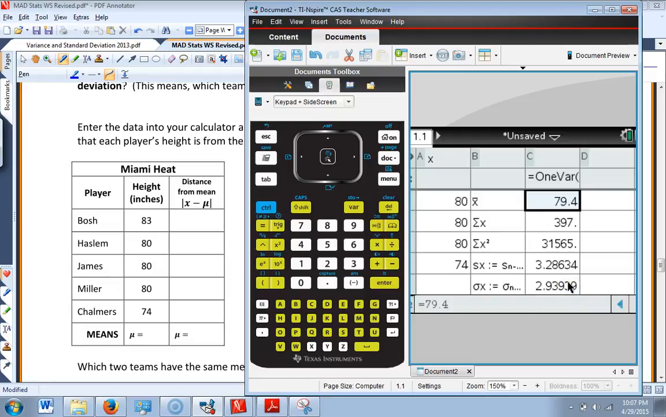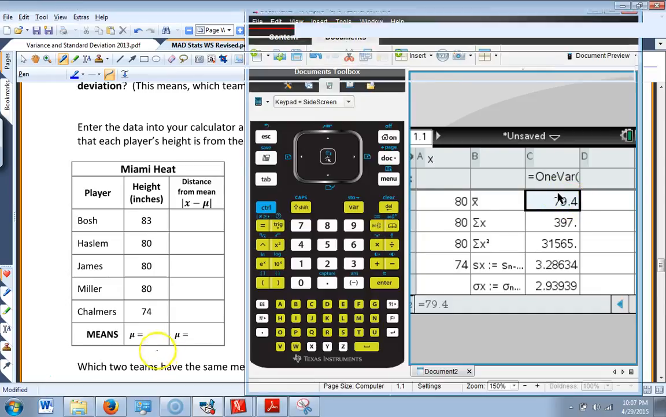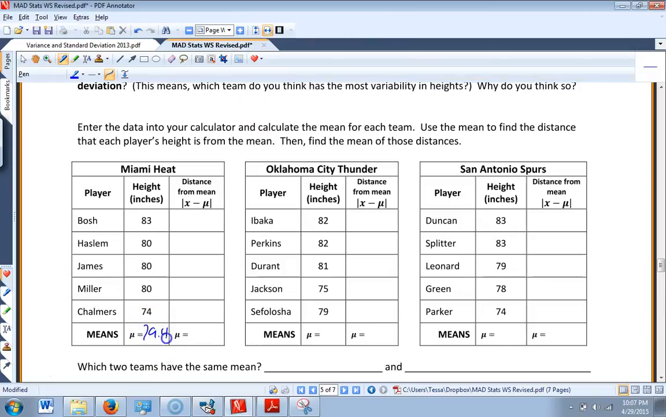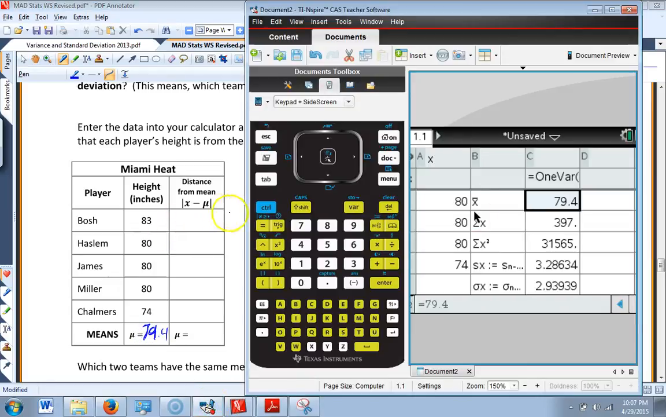Voila! The calculator just found the mean for us. It's awesome. There's that x bar I was talking about, and that's the mean. So 79.4 is the mean. So I can go over here and say 79.4. Now, what it's asking us here is to find the distance from the mean. That means that for each data element, you subtract the mean from it. So let's do that real fast.